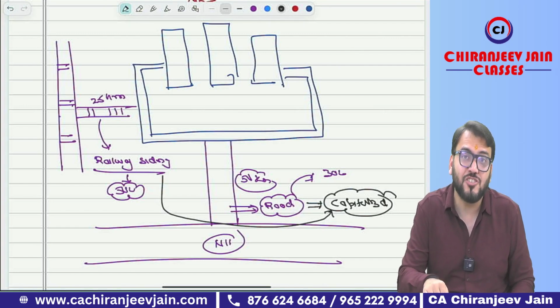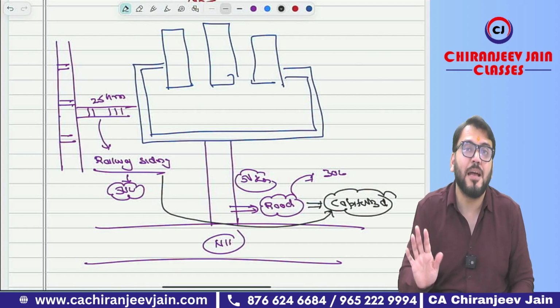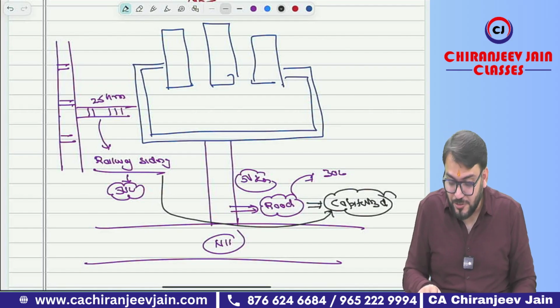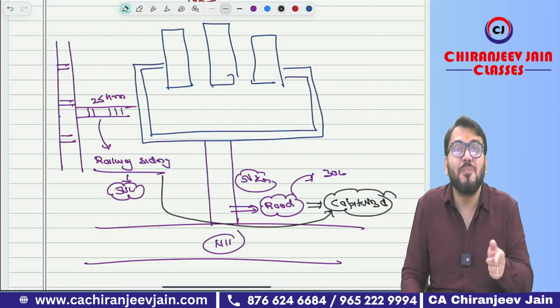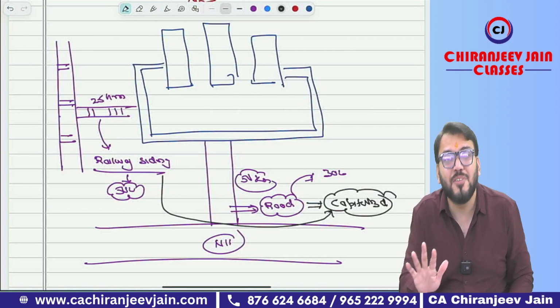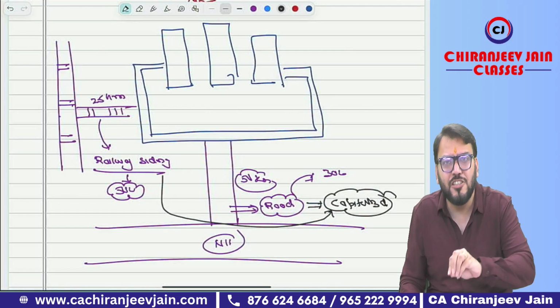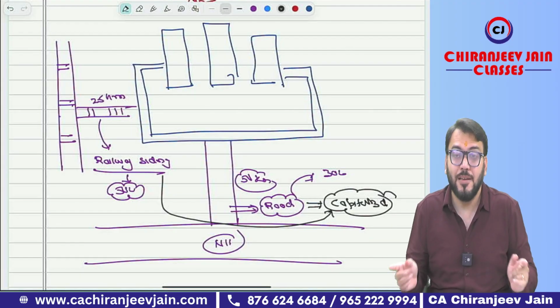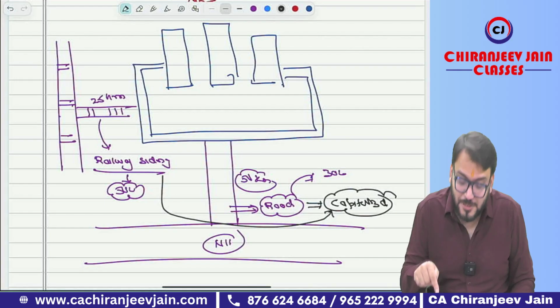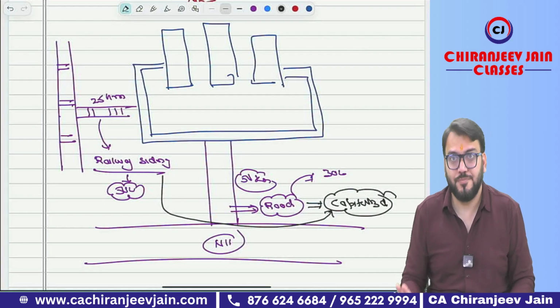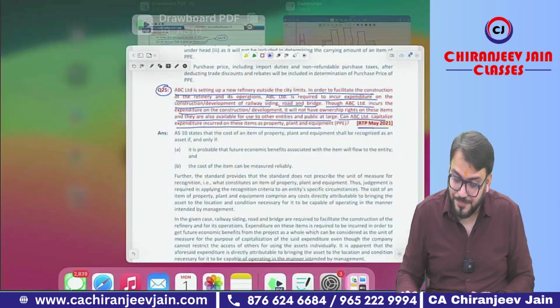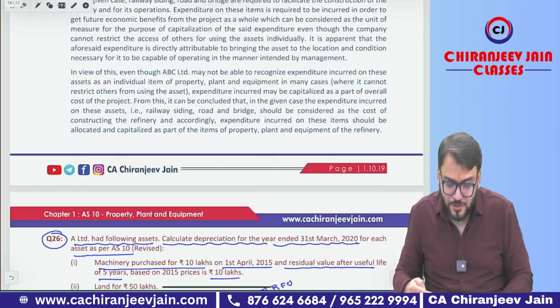Now, what if you apply AS10? We apply the judgment, and therefore the cost of this road and railway siding will be capitalized. For depreciation purposes, we need to use component accounting. This road will have its own useful life, this railway siding will have its own useful life, this refinery will have its own useful life, and any other plant and machinery installed in this refinery will have its own useful life and will be depreciated as per component accounting. But the entire item, this road and railway siding, even though there is no control, will be capitalized due to the recognition criteria given under AS10. Understood this point? This is given there, you just read it and you will be able to understand.